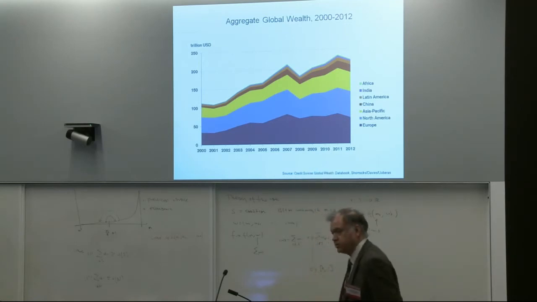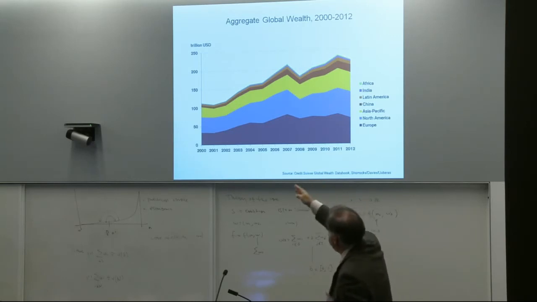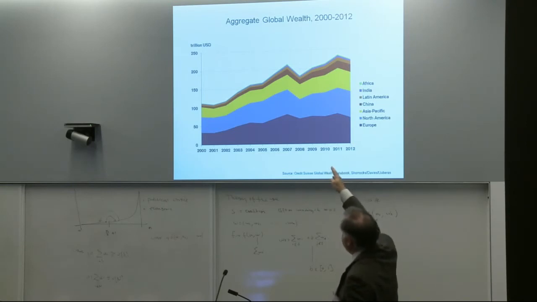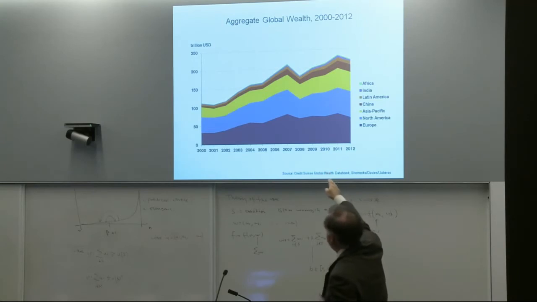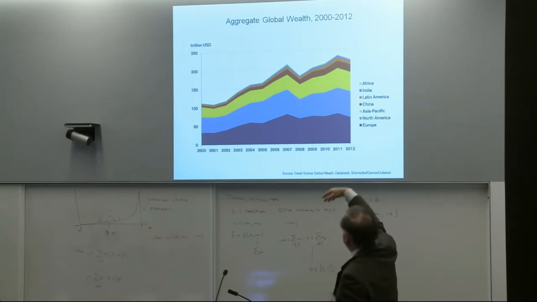It's nominal terms, US dollars, using official exchange rates. So year 2000 was a little bit more than 100 trillion. That went up to this big peak in 2007, 210 trillion sort of, and then took a dive, about $40 trillion, and then since it's gone back up.